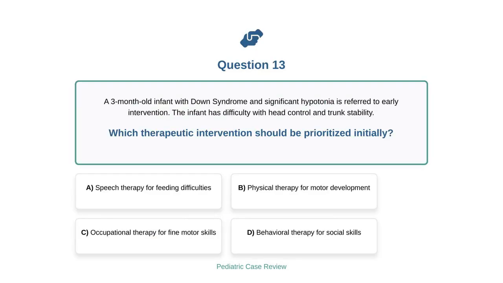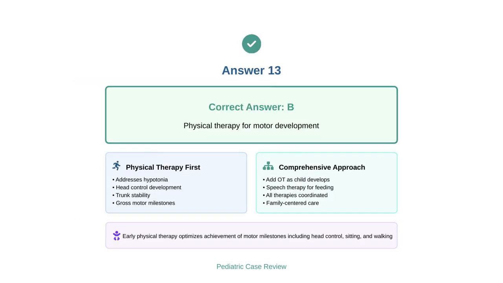A 3-month-old infant with Down syndrome and significant hypotonia is referred to early intervention services. The infant has difficulty with head control and trunk stability. Which therapeutic intervention should be prioritized initially? Option A, speech therapy for feeding difficulties. Option B, physical therapy for motor development. Option C, occupational therapy for fine motor skills. Option D, behavioral therapy for social skills. The correct answer is B.